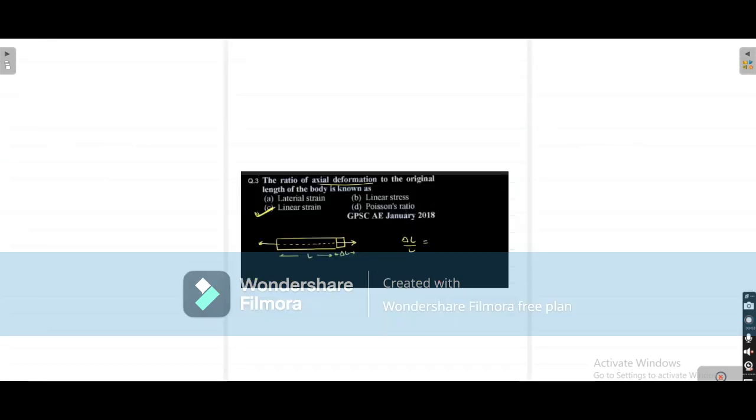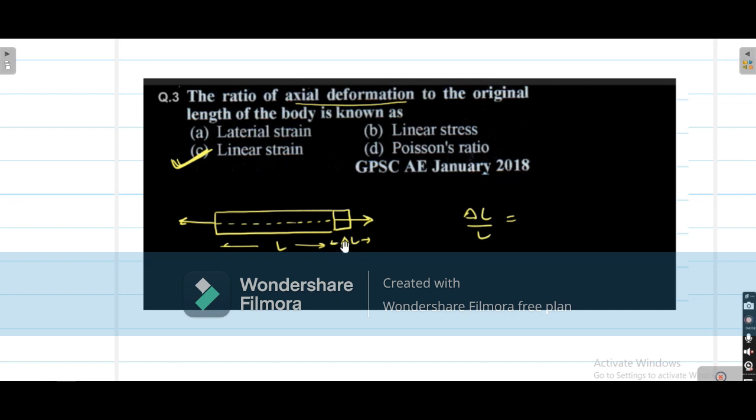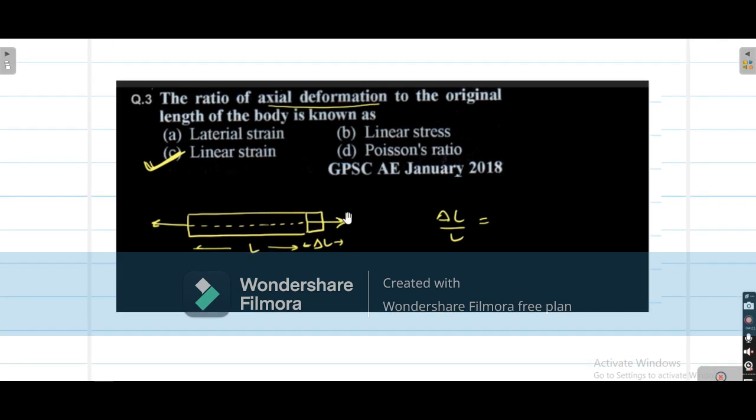Next question, question number 3: the ratio of axial deformation to the original length. Axial deformation means deformation in the longitudinal direction. Suppose del L is the elongation, then del L by L will be linear strain, because it is in the axial direction. If it were the transverse direction, then the answer would be lateral strain. But here it is axial deformation, so the answer will be linear strain.